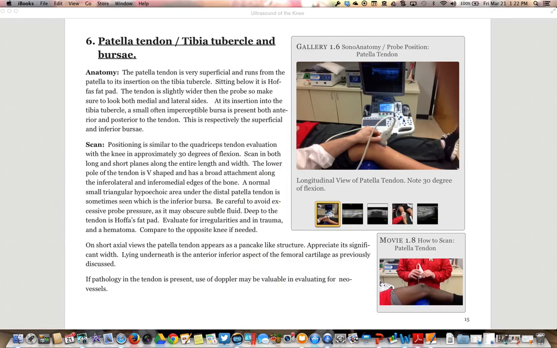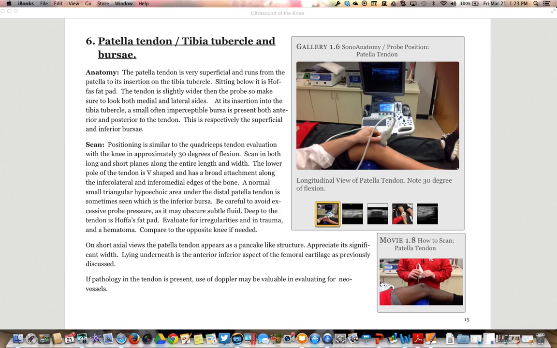In looking at the patella tendon, it is a very superficial structure that runs from the patella to the tibial tubercle. Sitting below it is Hoffa's fat pad. The tendon is slightly wider than the probe, so make sure you again look on both its medial and lateral aspects of it. At its insertion to the tubercle, a small, often imperceptible bursa is also noted, both anterior and posterior to the tendon. This is respectively the superficial and deep bursa.